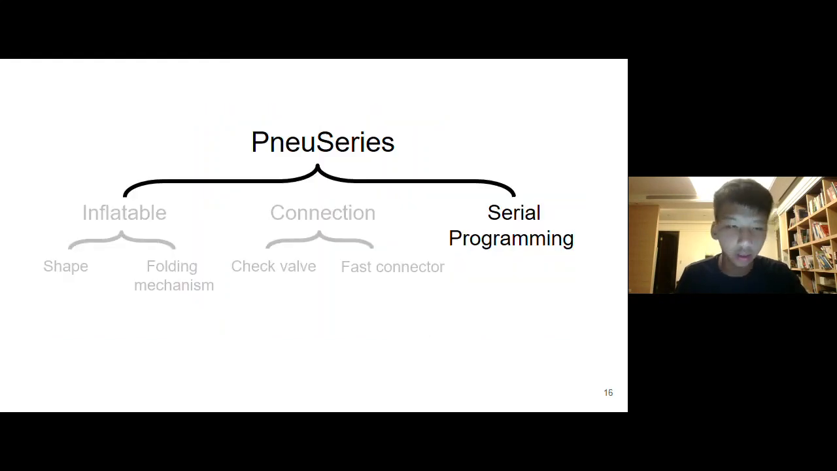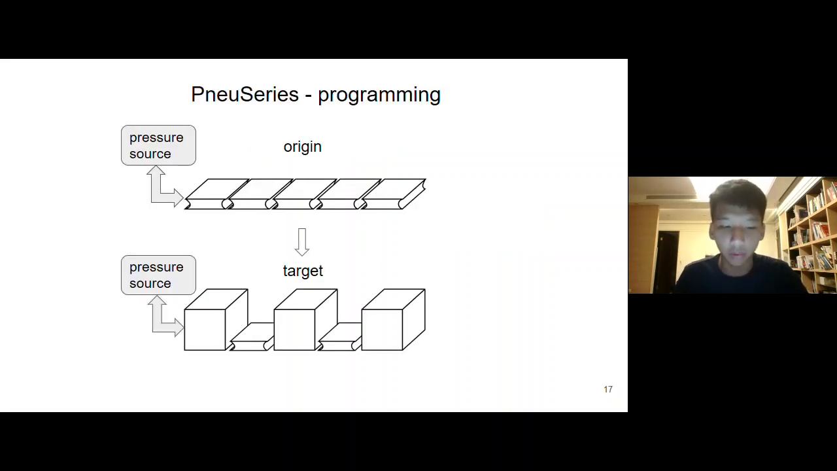The last part, serial programming. To make the multi-inflatable system reach the target shape, the system has to figure out a sequence of inflating and deflating operations. Here is an example. Consider the inflatables connected in series, with one end connected to the pressure source. Here are the original shape and the target shape.